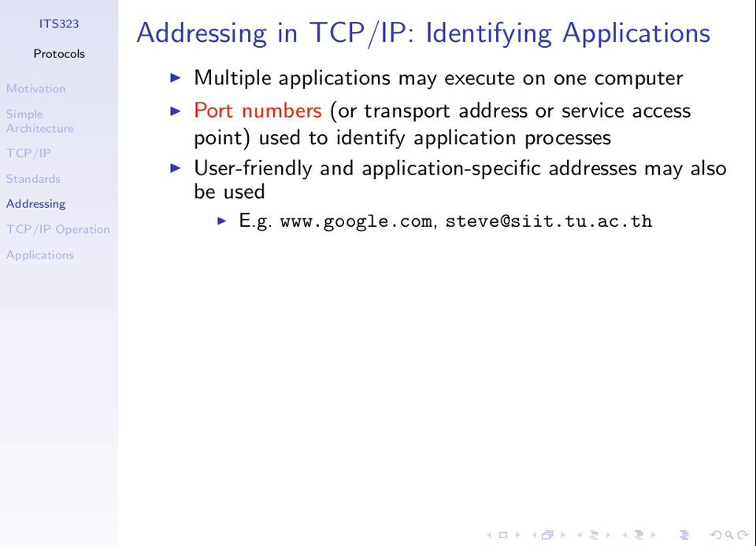So really 4 types of addresses. From the bottom, hardware, IP addresses or logical addresses, transport or port addresses, port numbers, and at the top, application-specific or user-friendly addresses. And the user-friendly addresses normally map into some IP addresses or some port number.